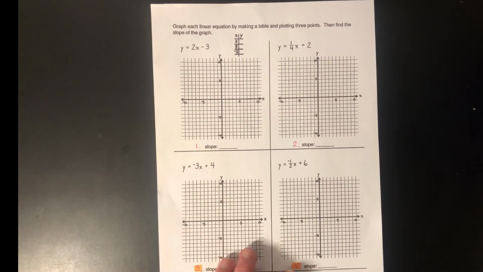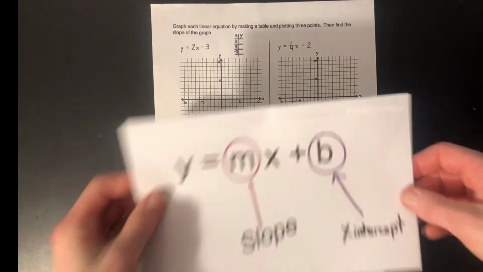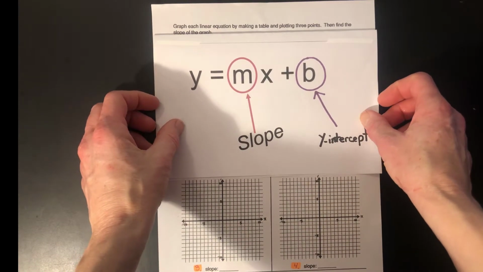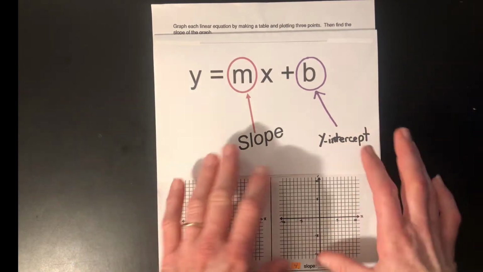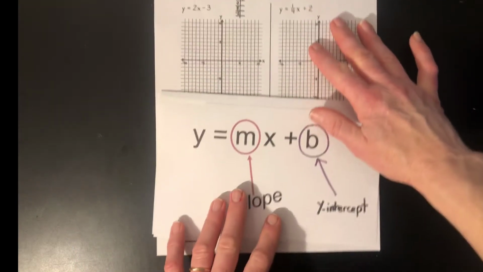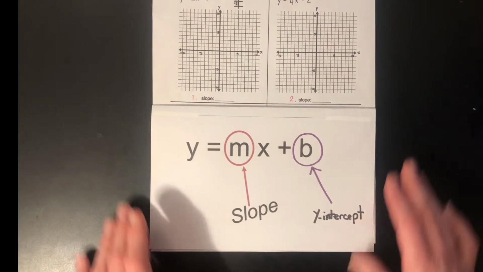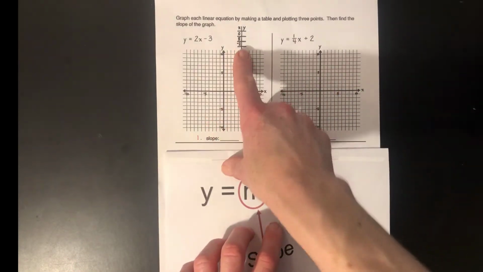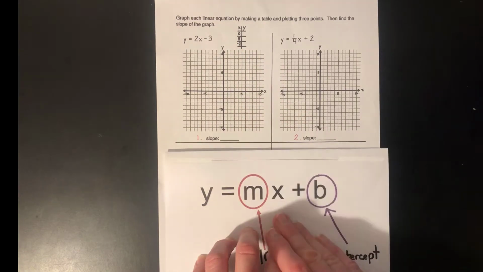I'm going to give you the option on this page not to follow the directions. You've been learning about slope-intercept form, and if you feel confident enough after our lesson that you can graph the two lines in the top two based exclusively on the slope-intercept form, then you are welcome to. It tells you to draw the tables and find the values.